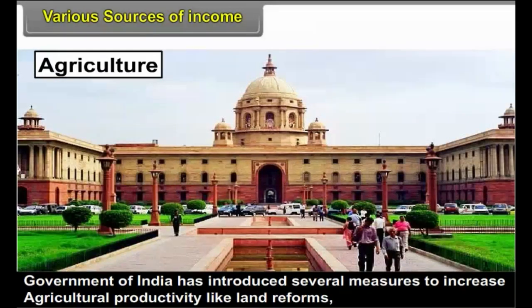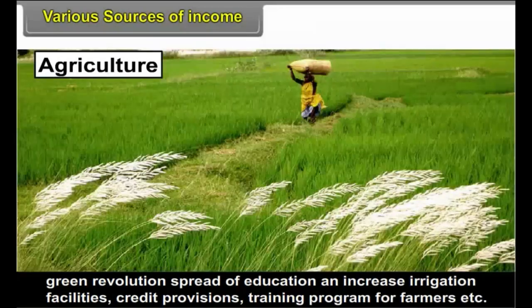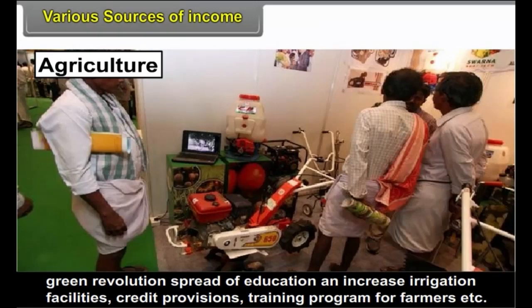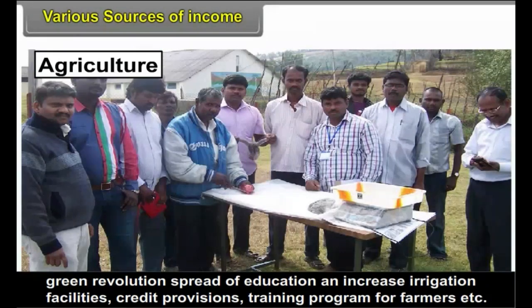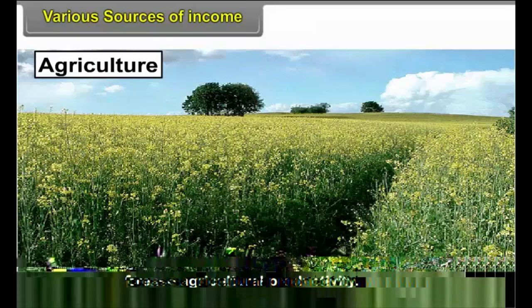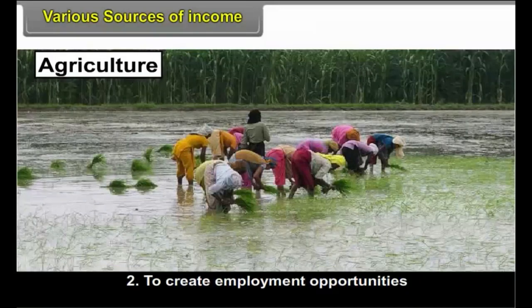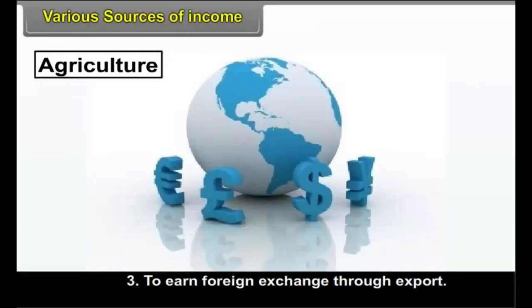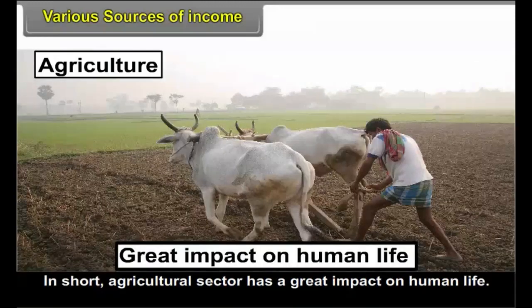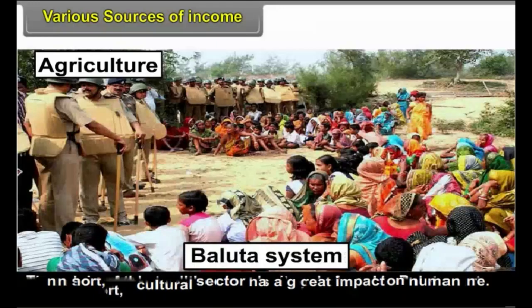Government of India has introduced several measures to increase agricultural productivity like land reforms, green revolution, spread of education, an increase in irrigation facilities, credit provisions, training program for farmers, etc. Agricultural development is necessary in India to increase agricultural productivity, to create employment opportunities, to earn foreign exchange through export, and to supply raw materials for industries. In short, agricultural sector has a great impact on human life. The origin of this traditional agriculture is found in the Baluta system.